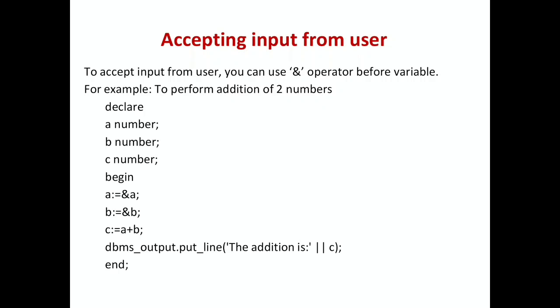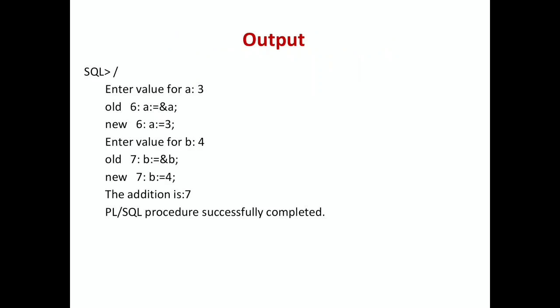And then I want to display that to the user. So I have written dbms_output.put_line. Into the bracket, 'The addition is' is the text which I want to display. Comma. Now there are two vertical lines. These two vertical lines are the concatenation operator in SQL. And then I have given C, meaning the value of C will be appended to the text. And lastly, end.